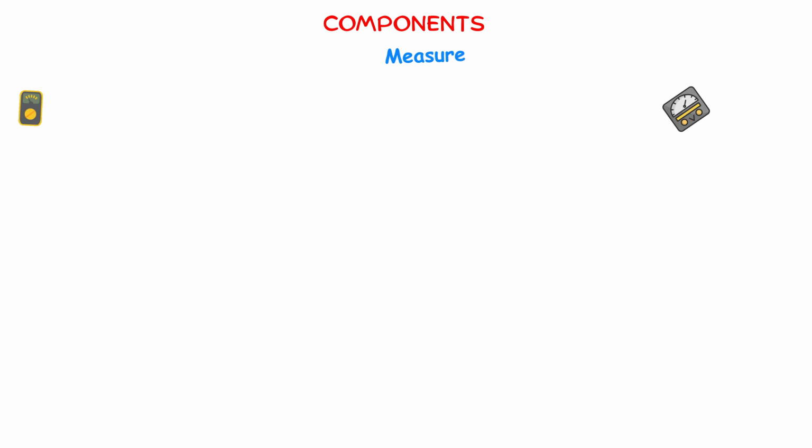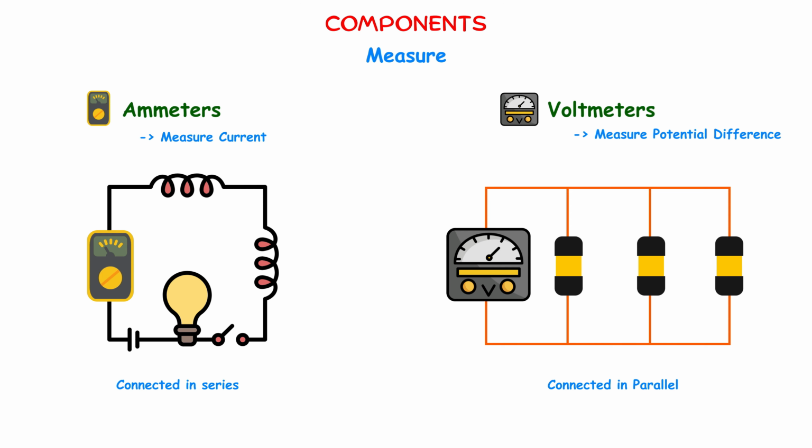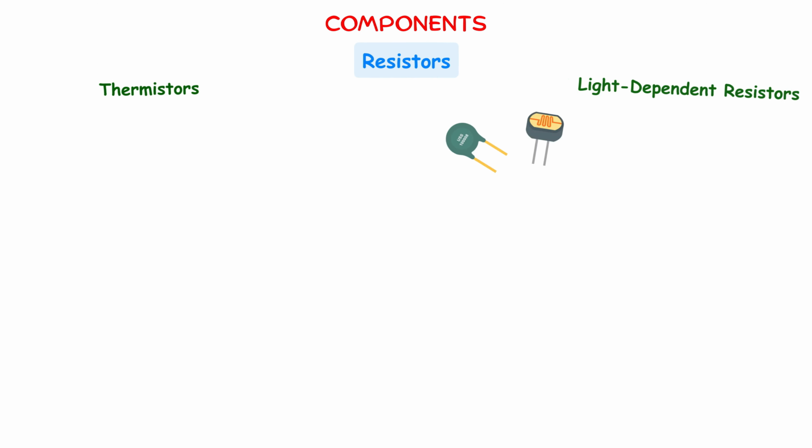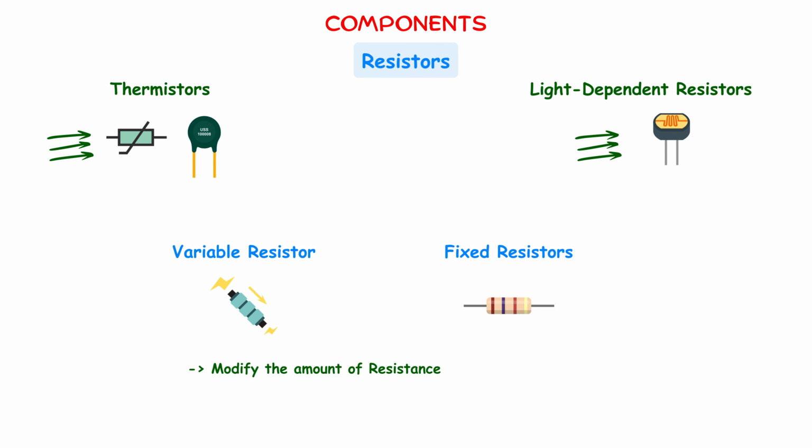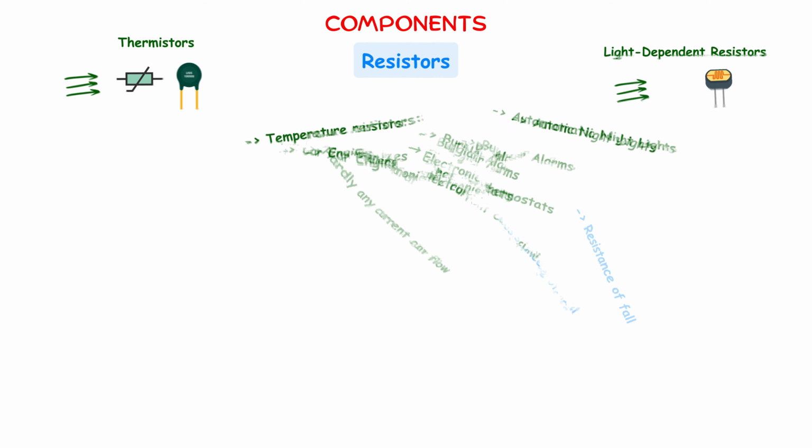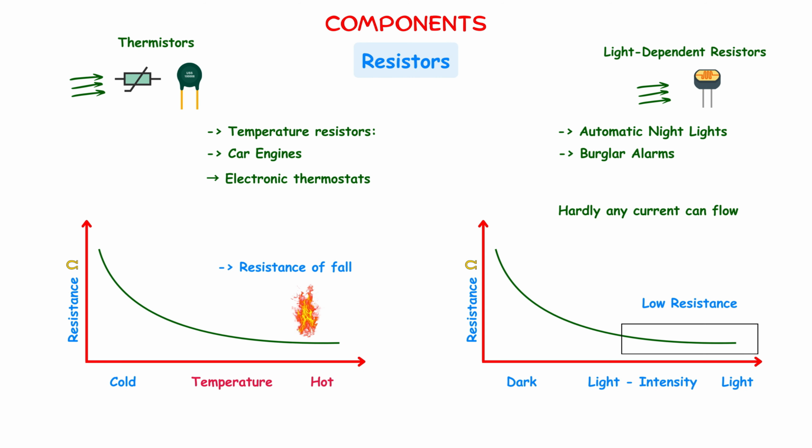To measure things in our circuit, we have ammeters which measure current and are connected in series, and voltmeters which measure potential difference and are added in parallel. Finally, we have resistors, of which there are a few types to know. Basic resistors can be fixed to provide a certain number of ohms worth of resistance, or can be variable so that we can easily modify the amount of resistance they provide. Meanwhile, light-dependent resistors, which we can call LDRs, and thermistors, are both a bit more complicated, so from now on we'll focus just on these two.